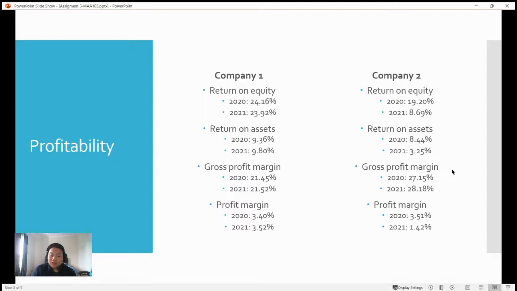We're going to go to return on assets. Return on assets is the same thing as return on equity, but instead of shareholders' equity, we're going to do it with assets. As you can see, also, company one did a lot better than company two.